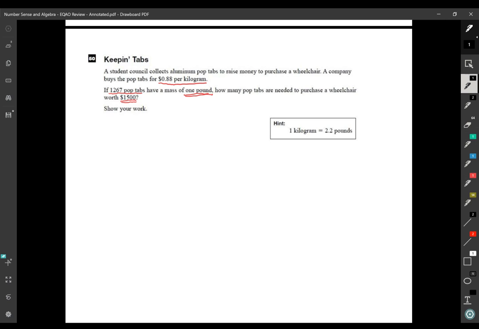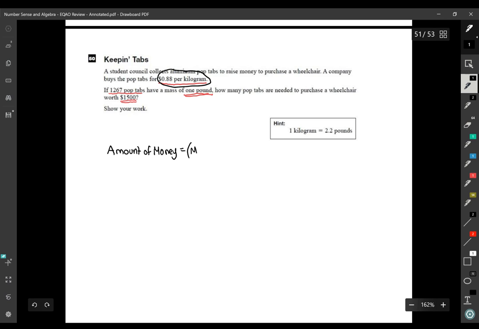the company pays 88 cents per kilogram. So it makes sense that the amount of money that the student council can get, so if I write amount of money, we know that it's 88 cents per kilogram. So the amount of money they're going to get is going to be equal to the number, or sorry, let me just rewrite that.